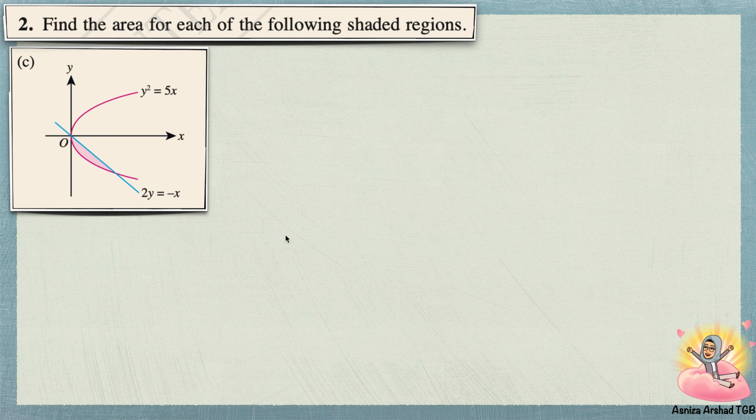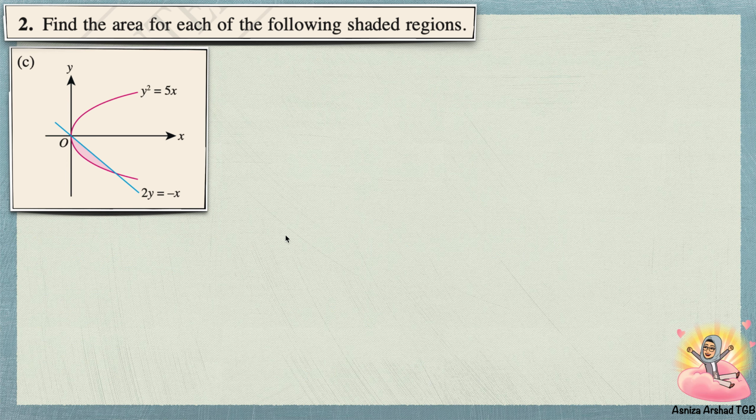The area of the shaded region will be the area of the triangle to the y-axis minus the area between the curve and the y-axis. The area of the triangle will be half times the base 20 times the height 10. This is the area of the triangle. And then minus the integral from negative 10 to 0 of function y squared over 5. It should be dy here.